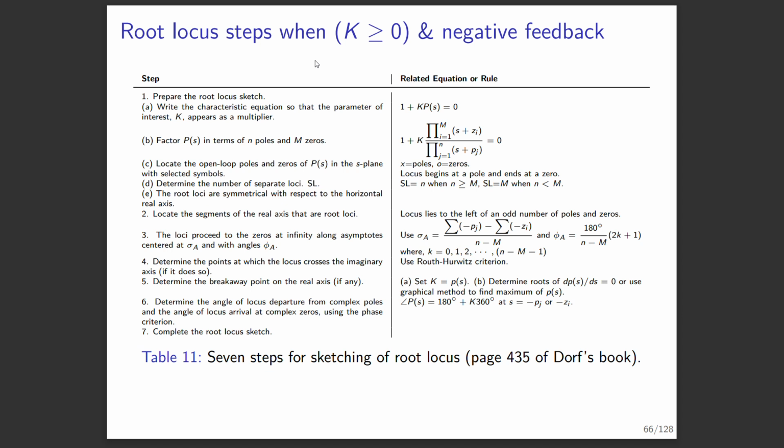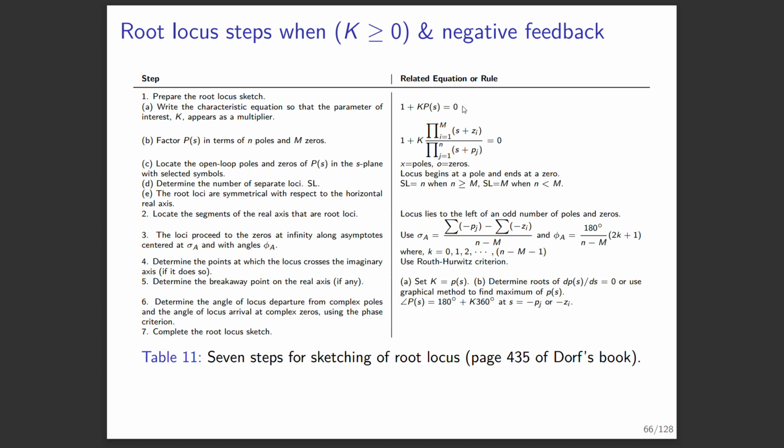So that being said, these are the steps to find the root locus when you have a feedback system with negative feedback, where the gain or the unknown number k is positive or equal to 0. Okay, what are these steps? I have 7 steps. Number 1, prepare the root locus sketch. Write the characteristic equation so that the parameter of interest appears as a multiplier.